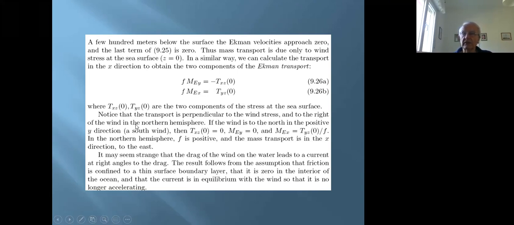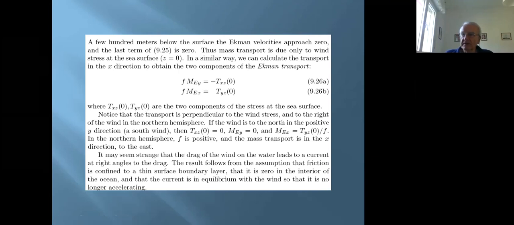And this is to the right of the wind in the northern hemisphere. These two equations combined say simply that the transport is perpendicular to the wind stress and to the right of the wind in the northern hemisphere. This is what I told you in advance, at the very beginning, as one of the important concepts of the influence.